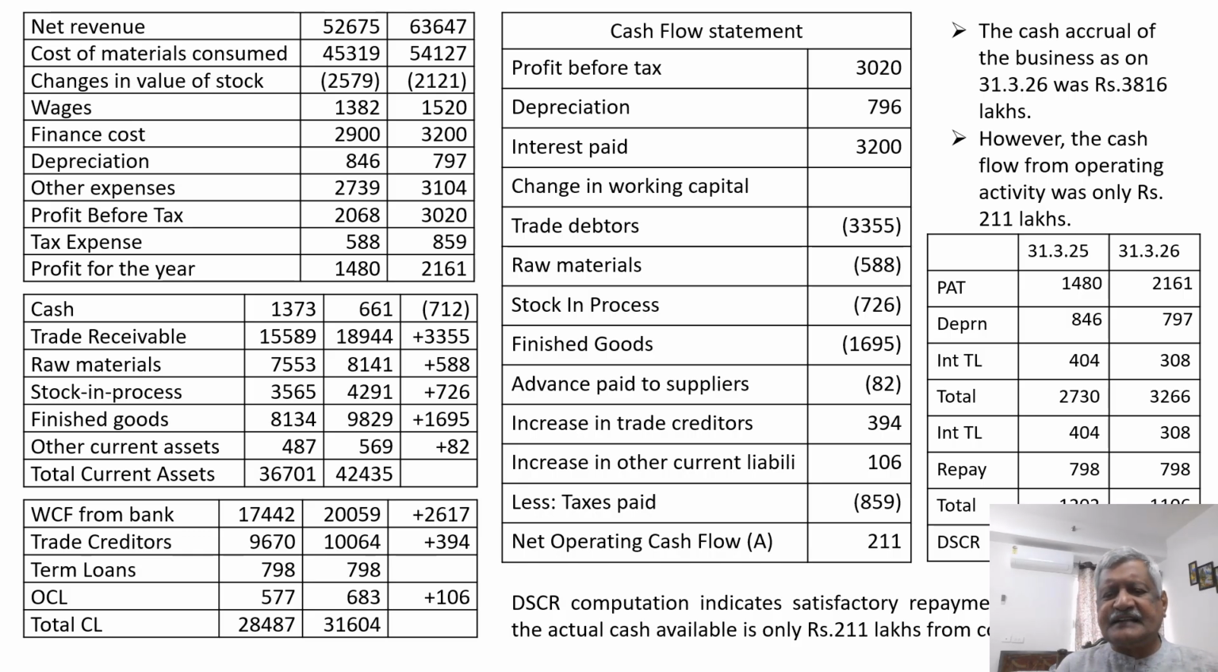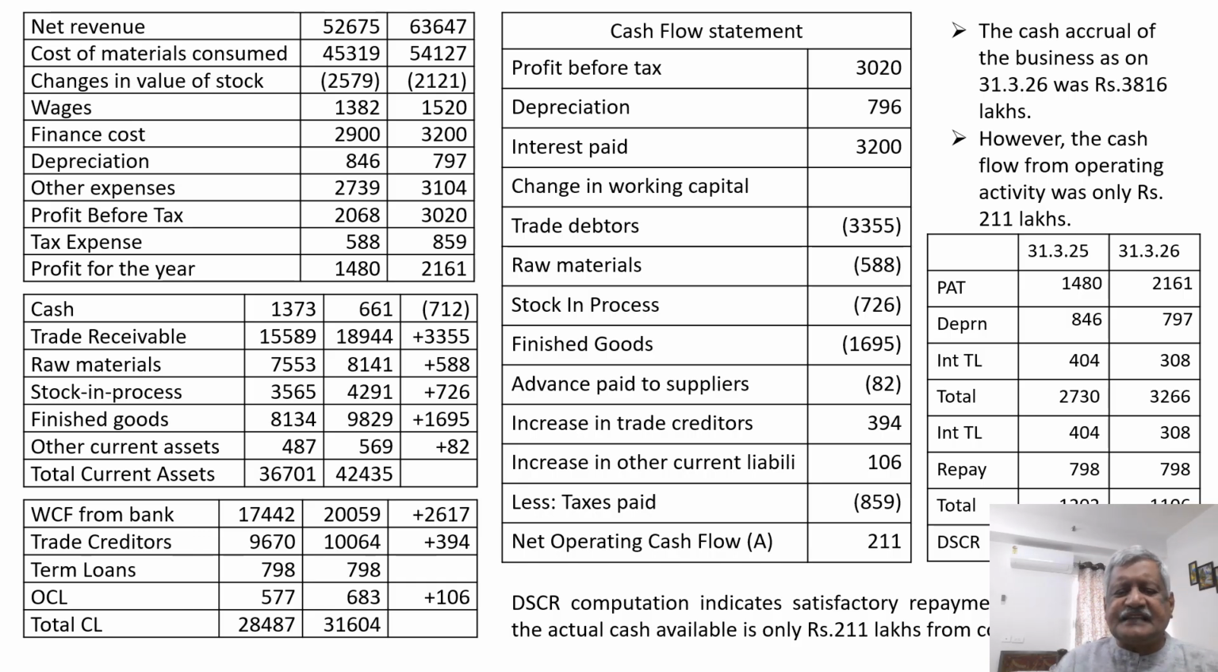Now when you prepare the cash flow statement here, the profit before tax is 2068 and 3020. We are taking 3020 for the current year. The depreciation for the current year is 796. Of course, there is a difference of 1797. And interest paid, the finance cost, is 3200.